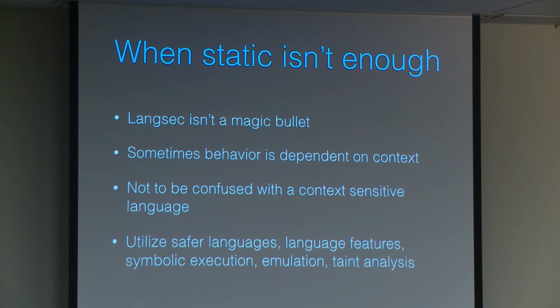Maybe there's application state that we don't have access to. Maybe there's some config file somewhere. We don't know. And we can't look at input that way. We can't know. And this isn't to be confused with a context-sensitive language, which we didn't really cover. It's just the presence of context that determines what's going on.